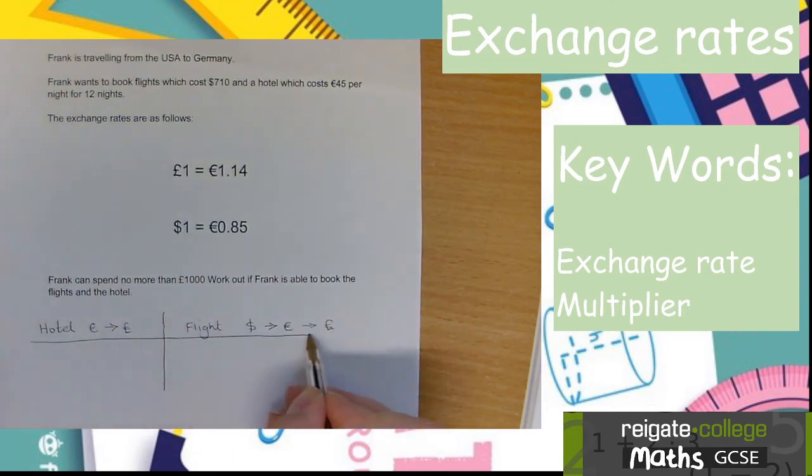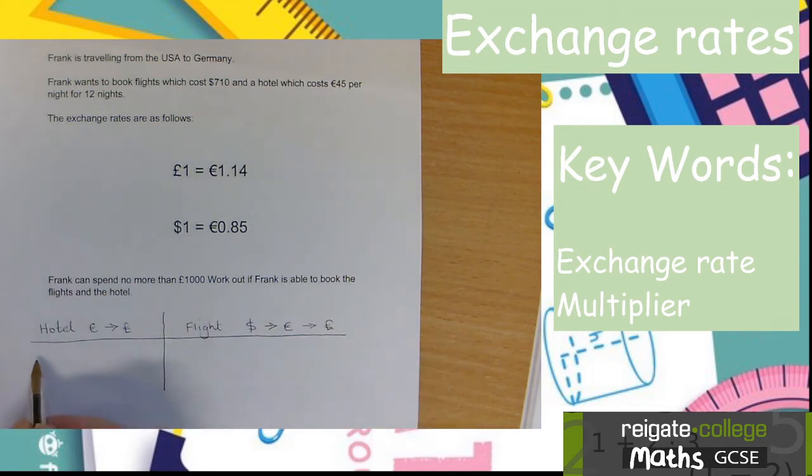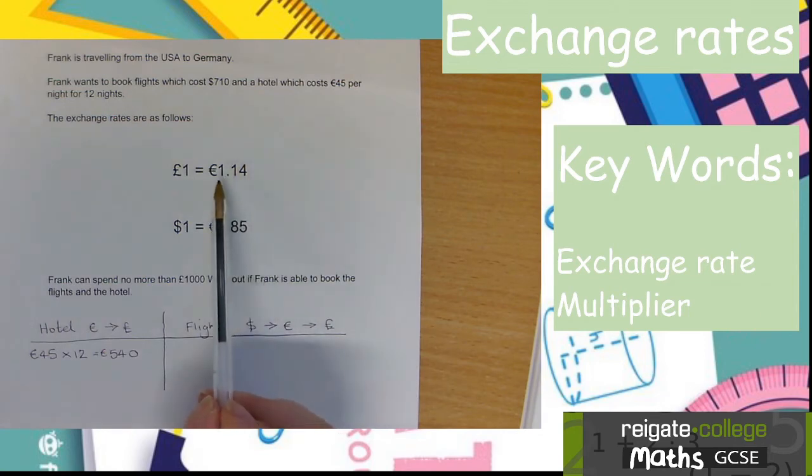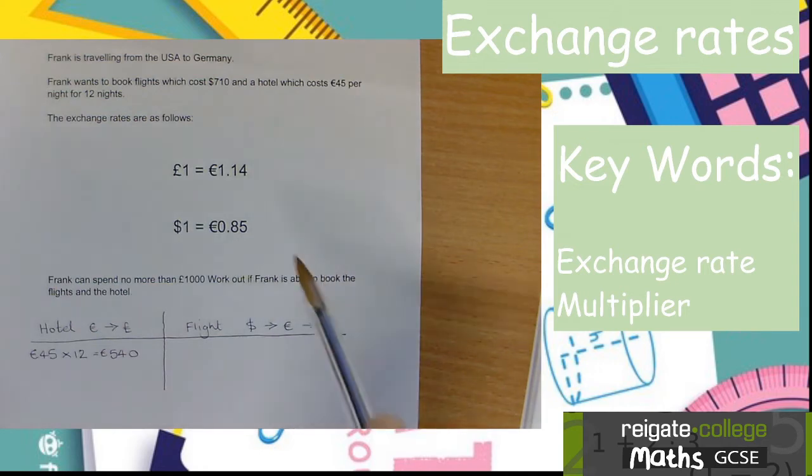So splitting our working in two, I'm first of all going to calculate the hotel cost, which we're told is €45 per night, and Frank staying for 12 nights. That calculation shows us that Frank has a total euro hotel bill of €540.